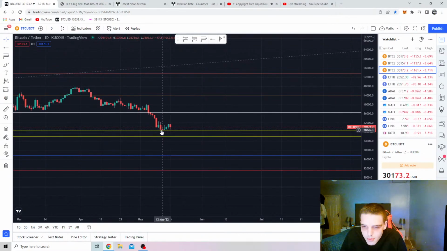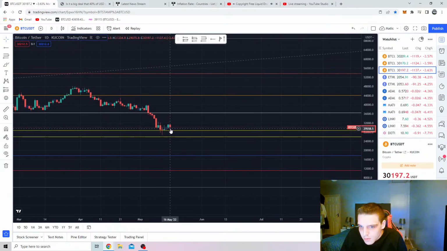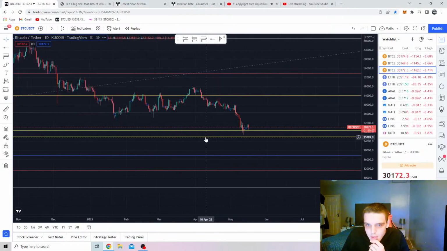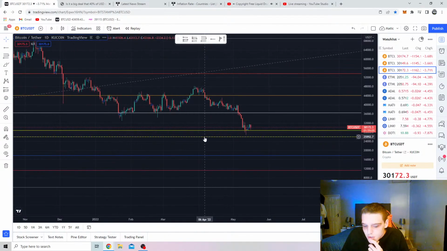This is proven to be a very respected level because yes, we did wick below it, but it depends on where it closes. And as you can see, we closed above that area. Same again. And now we've come down to that level. As you can see, it's now showing signs of support, with that wick there. So it's small progress, at least it's a good sign to see.